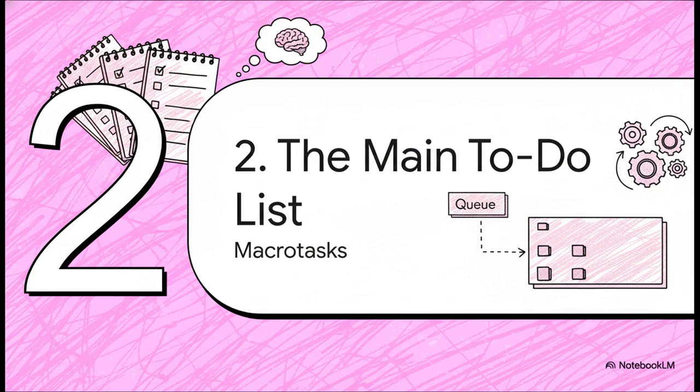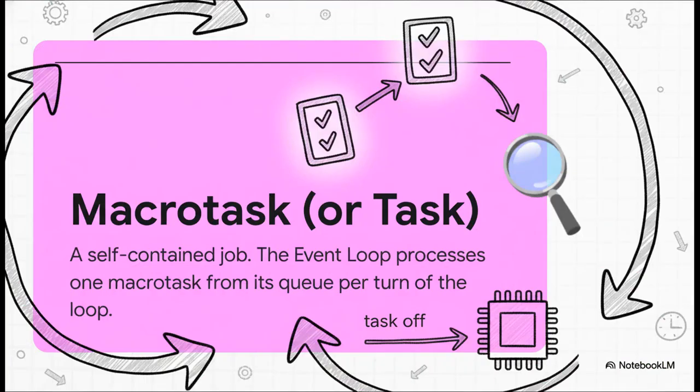So, let's try to build a simple mental model of how this all works. The very first piece of our puzzle is what I like to call the main to-do list. The technical term for it is the macro task queue. Just think of a macro task as one item on a checklist. The event loop makes a full lap, grabs the next task from the top of the list, runs it, and then starts its lap all over again.